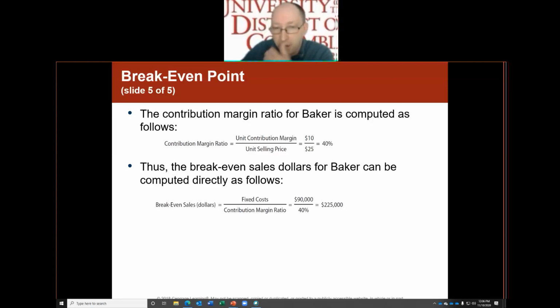Everyone sees how we got there? Fixed cost divided by contribution margin ratio equals break even in sales dollars. Yep. All right, cool.